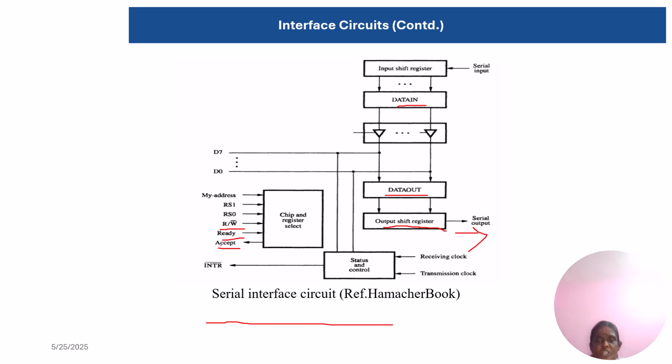So the shift register plays an important role in converting parallel format to serial format or serial format to parallel format. In this way, we overcome the speed difference between the input-output devices and processors. So with this, we conclude this lecture.